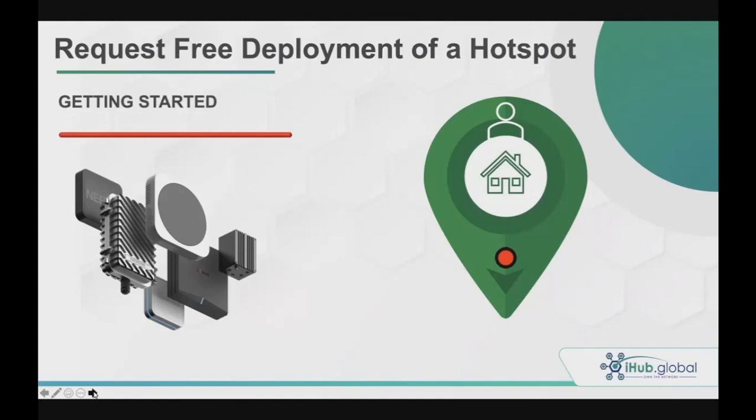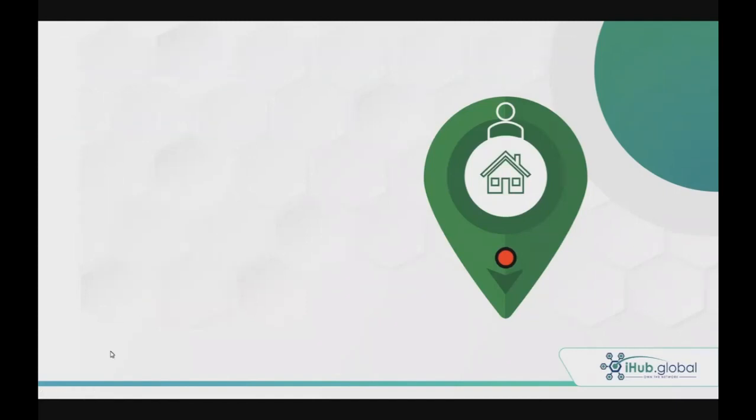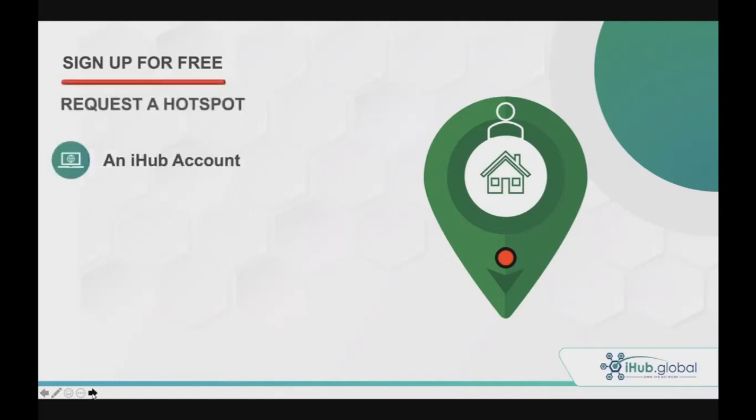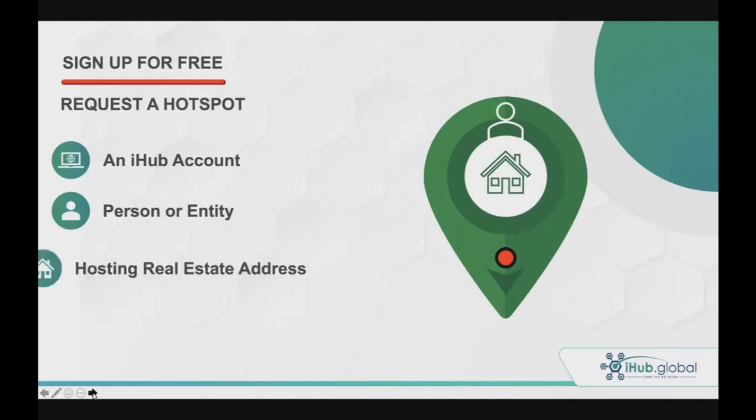It really just requires three things in the plan, okay? Number one is you can sign up for free, request a hotspot by creating an iHub account. You need a person or entity to create that account, and you need a hosting real estate address, okay? Those are the three things you need to get started.